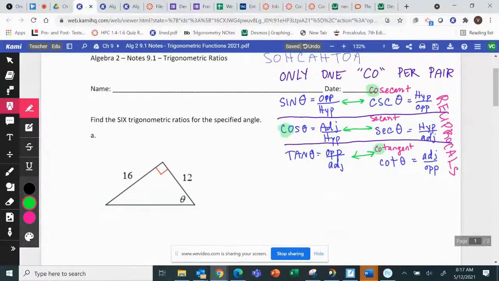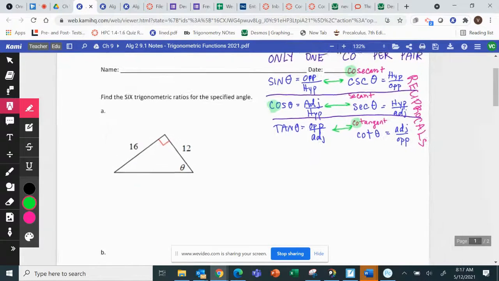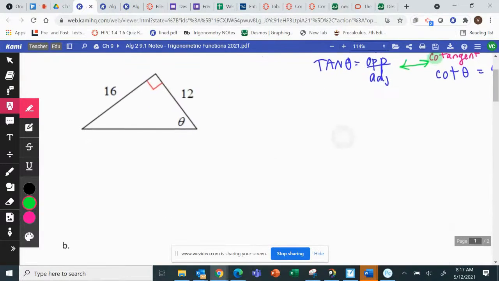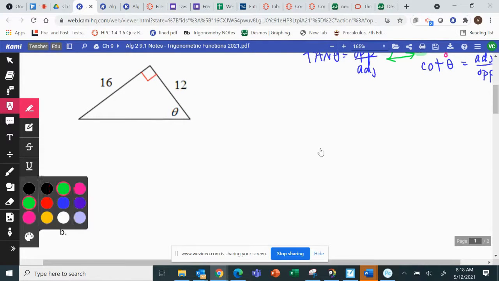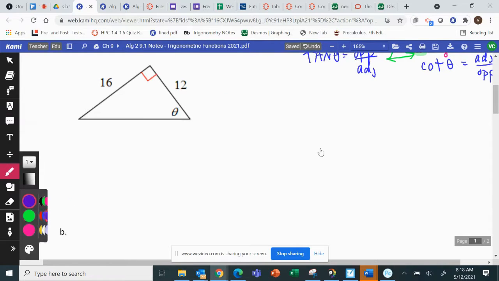So let's find the 6 trigonometric ratios for the specified angle. So we did sine, cosine, tangent last time. So we'll start out with sine, cosine, tangent. We're going to say sine theta, cosine theta, tangent theta. We're going to find the 3 trigonometric ratios, and then we're going to use those to find the other 3.